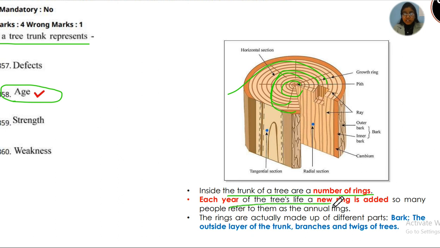Each year of the tree's life a new ring is added, so many people refer to them as an annual ring. Like per year one ring gets added. As you can see in this image, the growth rings, these are rays projecting from the center, and this circular one is your ring, and the radial part is your rays. Outer bark, inner bark, as you all know these things.